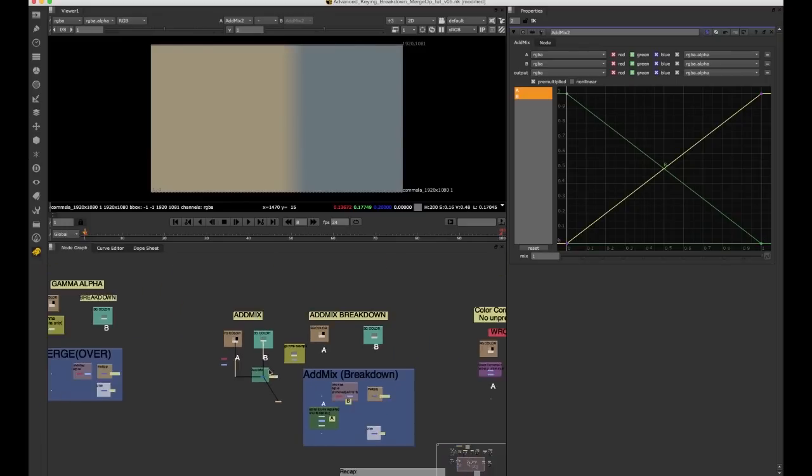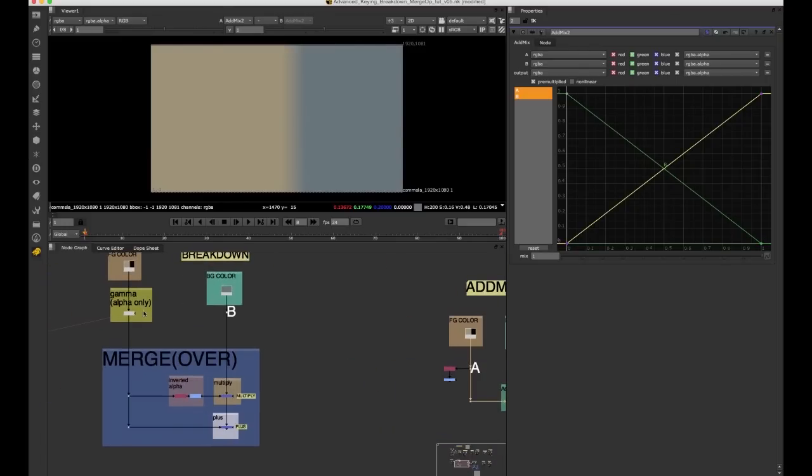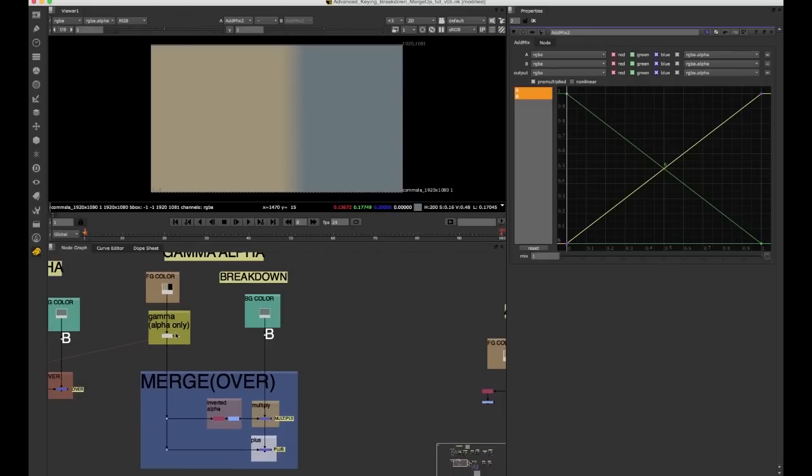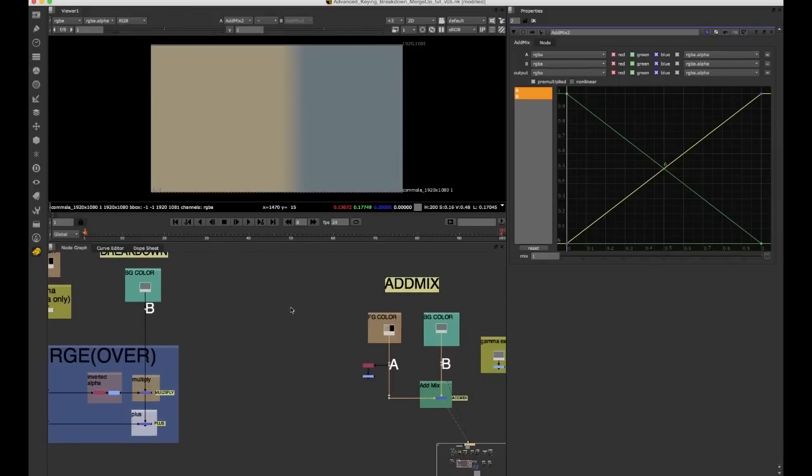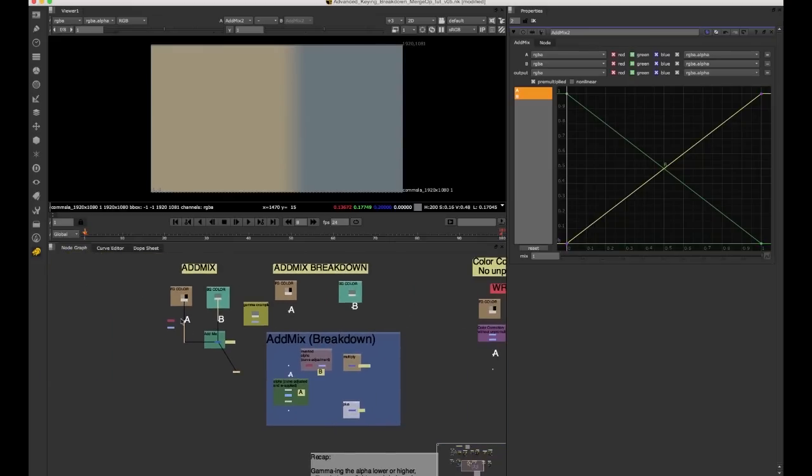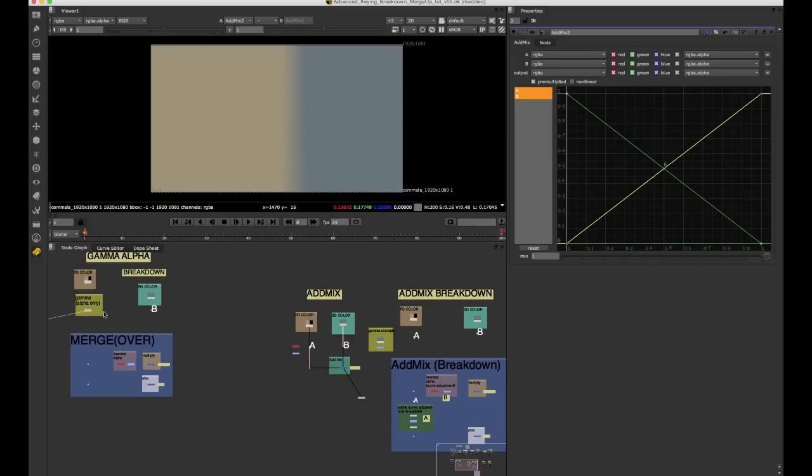For me, however, I usually start with this gamma trick instead of the Addmix because it's just so easy to throw a gamma on and adjust the alpha. And half the time it'll get me to really where I want to be. But when it comes down to the tougher situations, I would definitely recommend using the Addmix because you have that extra control and you're controlling both of the A and B instead of just the gamma, which was affecting only B.